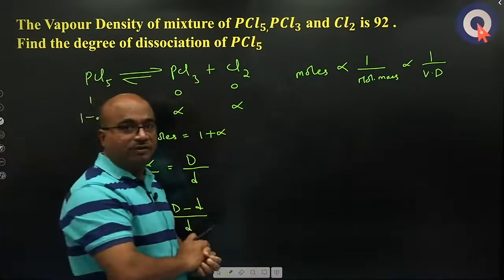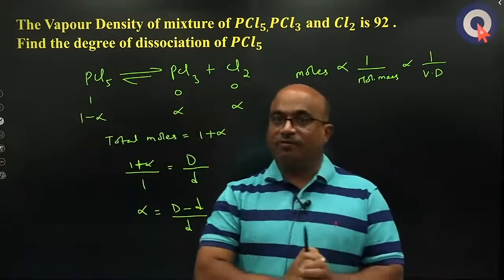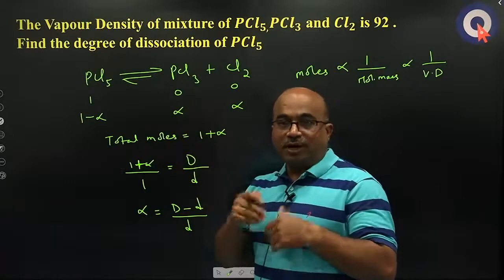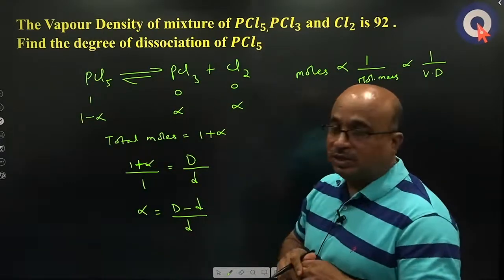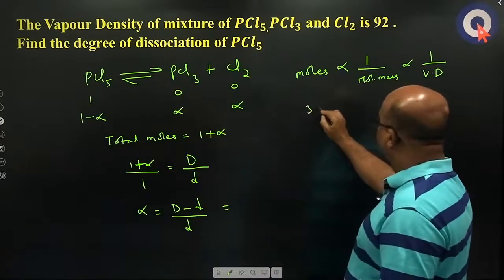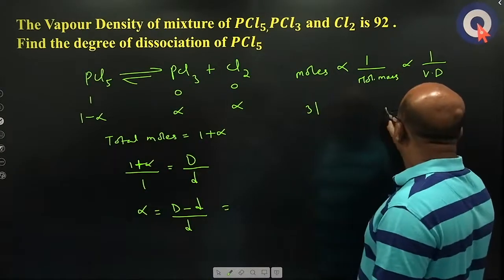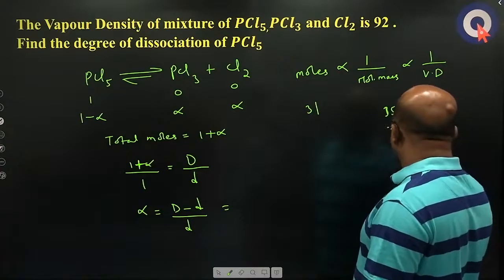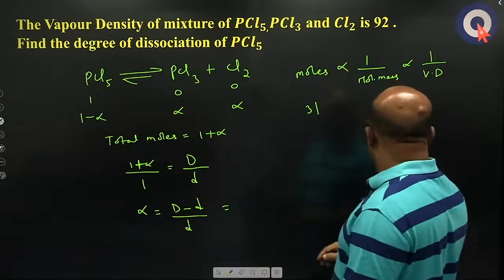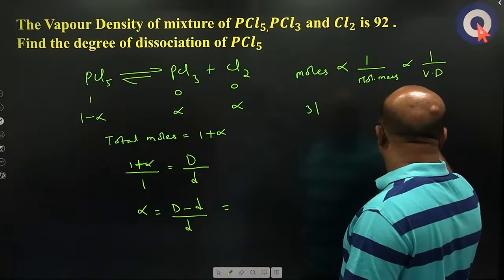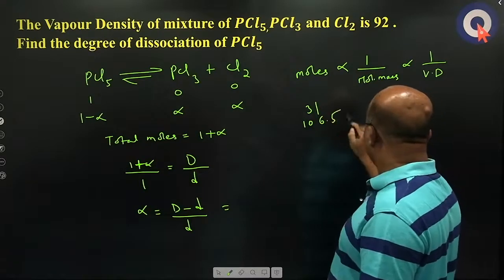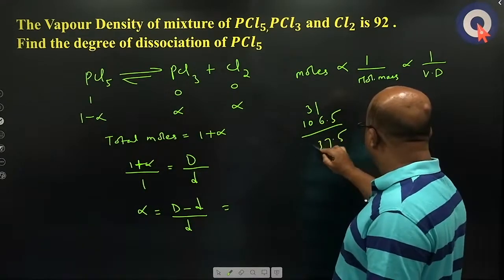But we know the initial vapor density, because initially we started with only PCl5. So what is the vapor density of PCl5? It's the molecular mass of PCl5 divided by 2, because initially 1 mole is there. So what is this now? It's the molecular weight of PCl5. Phosphorus is 31, and 35.5 is the atomic mass of chlorine, taken 3 times, giving 106.5.